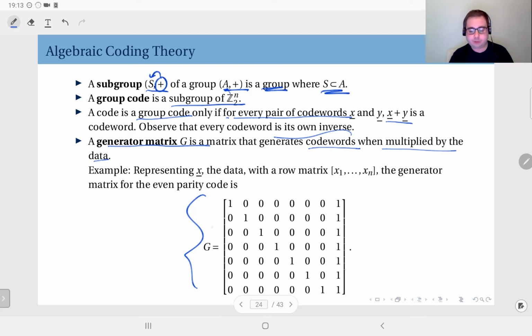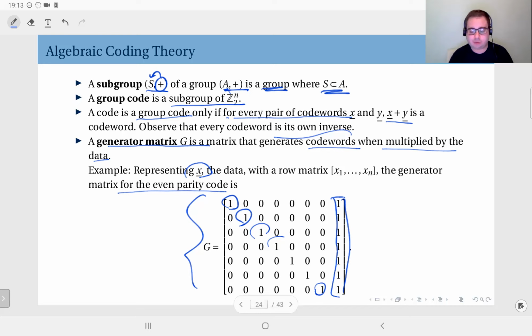For instance, let's say X is my message. The generator matrix for the even parity code is given here. You take the first element in your message and use it as your first element in your code word, then the second element, the third, the fourth, etc., up to the seventh. But for the eighth position, you add all the bits up.